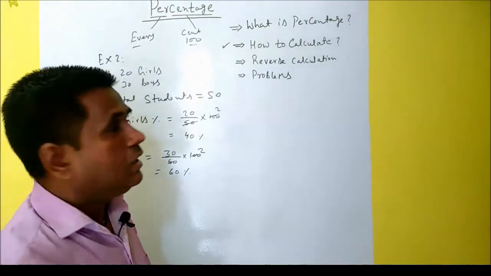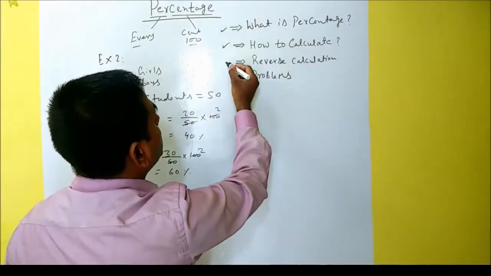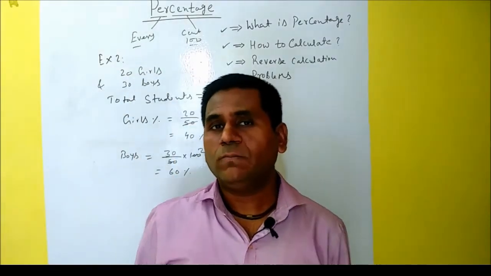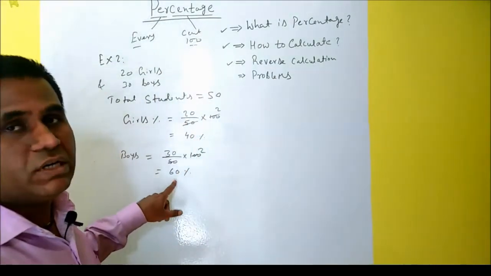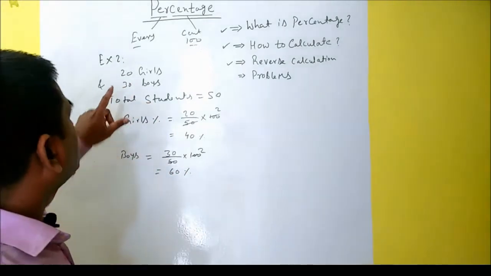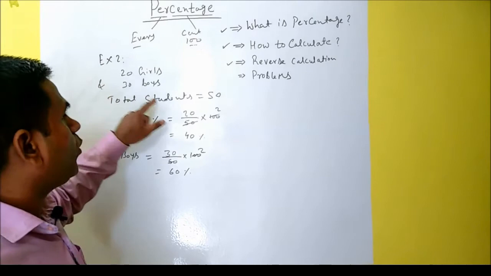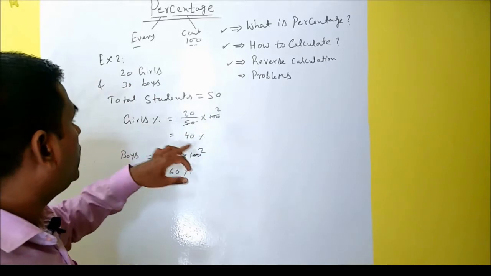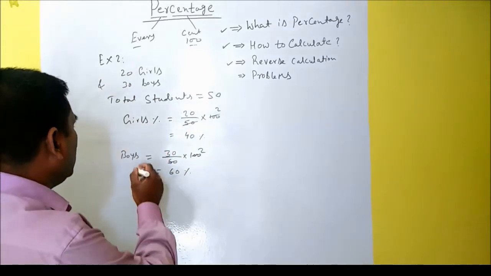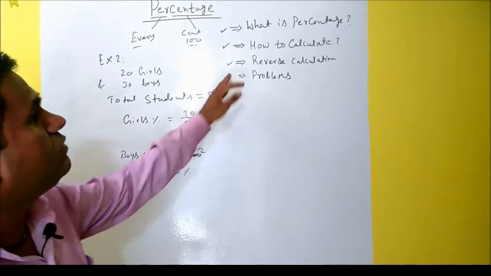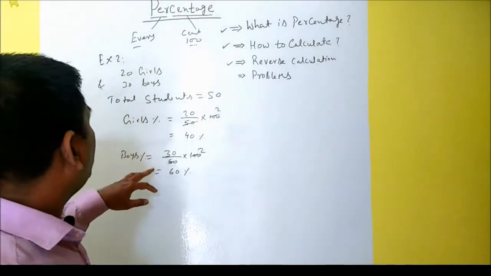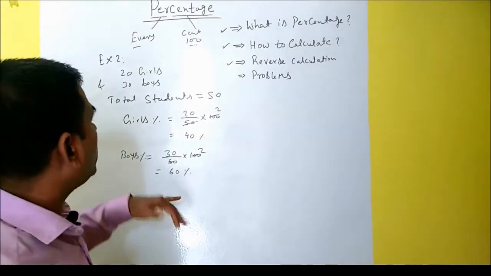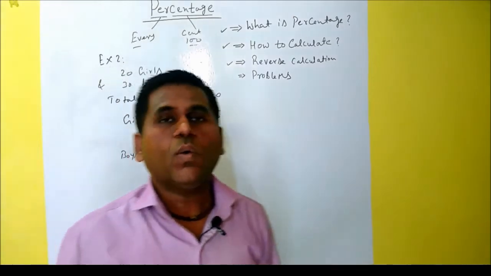Now we will be seeing what is the reverse calculation. So in the reverse calculation, let's say in the problem, the percentage is given, but it is asking you to find the numbers. In this example, we saw the number of girls and number of boys is given, total number of students is also given. If not, you can add and calculate. So we found out the percentage for girls and boys. Now in reverse calculation, what could happen is they will give you the percentage of boys or girls or percentage of marks, and then you have to calculate how much is the quantity.